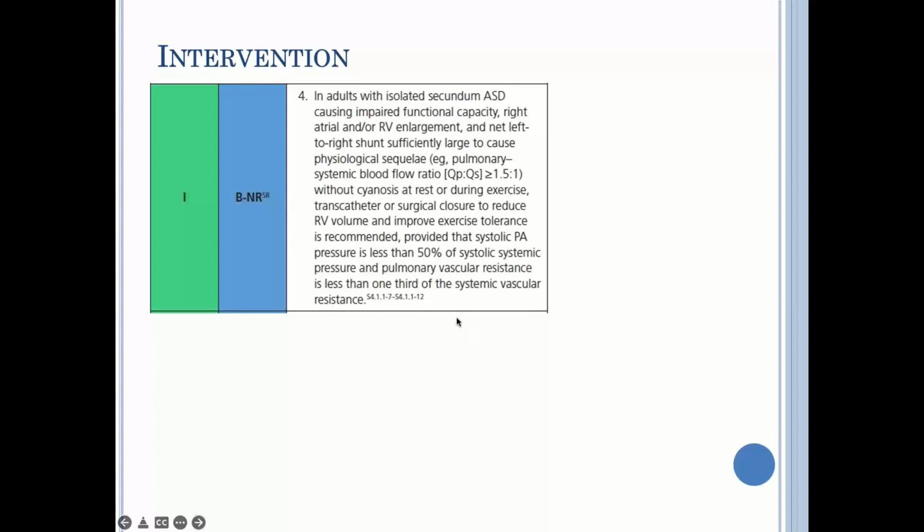And so there's a bit of a difference between the American guidelines and the European guidelines. Here they have mentioned some cutoffs: systolic pulmonary artery pressure less than 50% of the systolic systemic pressure, and pulmonary vascular resistance less than 1/3 of the systemic vascular resistance. The European guidelines actually provide some specific cutoffs for the pulmonary vascular resistance in terms of Wood units that would be appropriate or inappropriate for intervention.